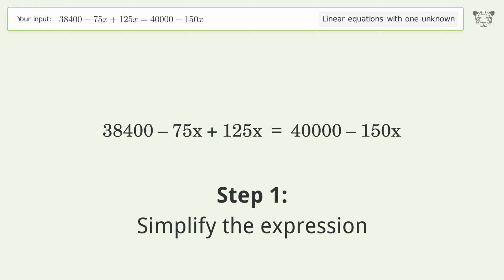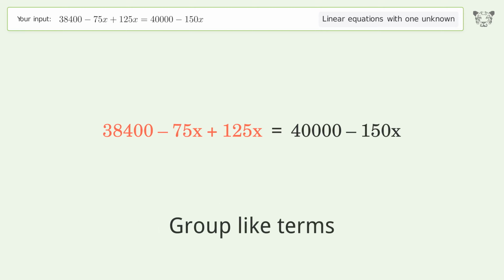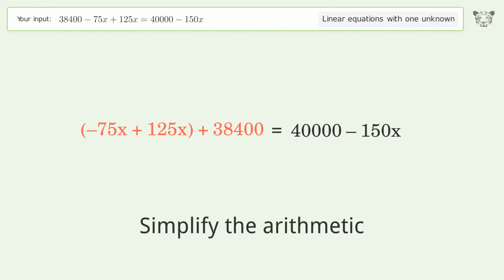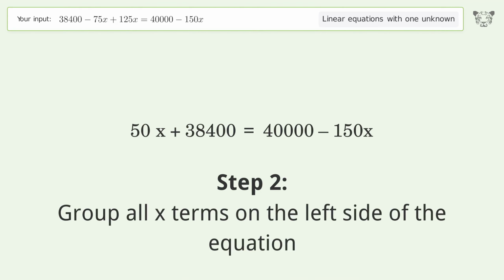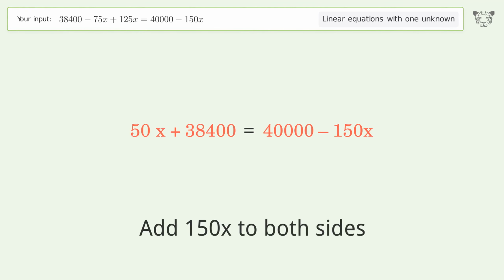Simplify the expression. Group like terms. Simplify the arithmetic. Group all x terms on the left side of the equation. Add 150x to both sides.